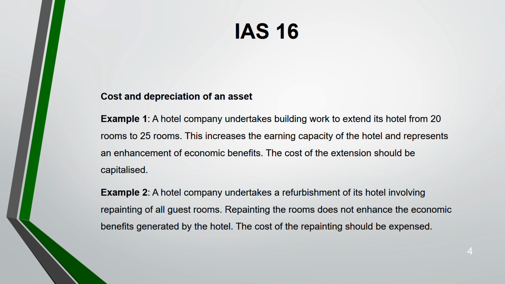Now example 2. A hotel company is undertaking a refurbishment of its hotel involving repainting of all the guest rooms. Remember, repainting will not enhance the economic benefit. So the cost of repainting should not be capitalized. It should be taken as an expense in P&L.